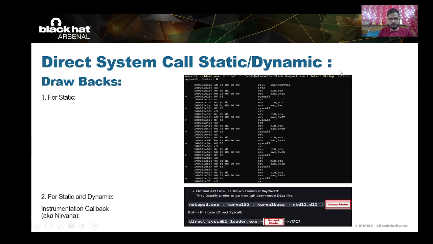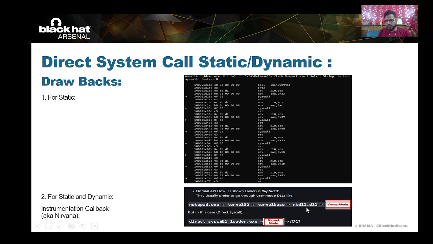There are some drawbacks of direct system calls. This is the static one. We can see that with objdump, we can directly dump all the system call stubs in here, and the presence of a system call stub within a process memory is basically an IOC. Another thing which we talked about earlier is that it is rupturing the normal API flow.